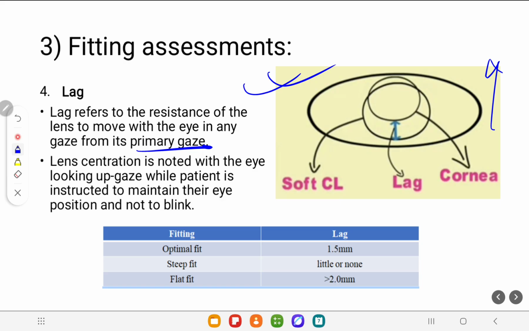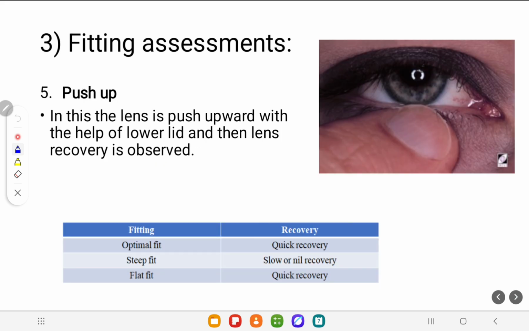We want our contact lens to move with the eye, so that there is very little lag. But see here, there is so much lag. That's not good. We want optimal fit, not steep fit or flat fit. For an optimal fit, in up gaze and temporal gaze, lag of around 1.5 mm or less is good. A steep fit means lag is very low, or sometimes none. A flat fit is greater than 2 mm. That is lag from primary to up gaze or from primary to lateral gaze. The push-up test is, I think, one of the most important tests of all.